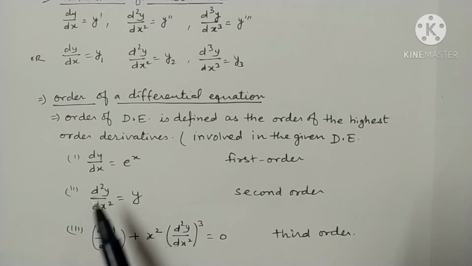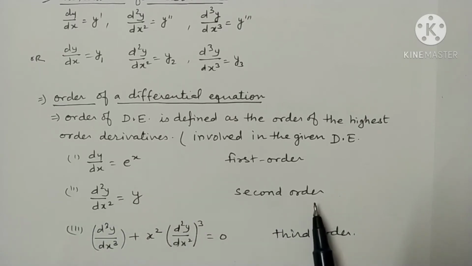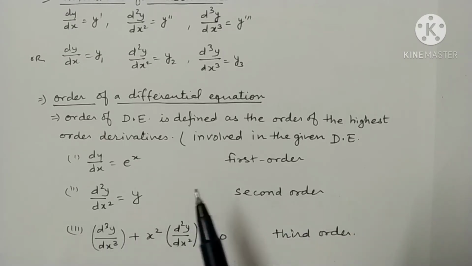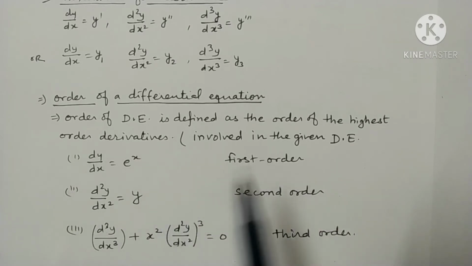And here the highest derivative is second, so it is a second order. Here we have the second derivative and the third derivative, but the highest is third, so it is a third order. So here the meaning of order is that you have to check the highest derivative. Whatever the highest derivative is, that is called the order. Do all of you understand this?